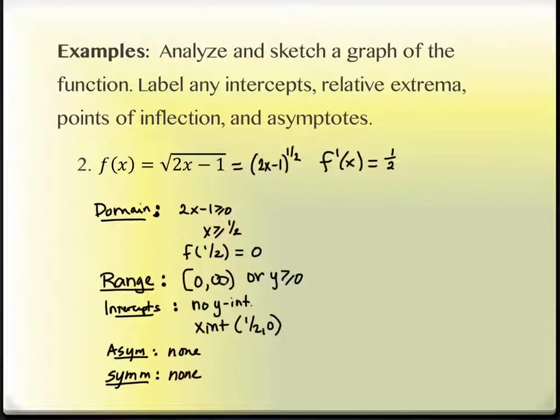1/2. Now what? 2x minus 1 to the negative 1/2. And then I need to multiply by 2 for the inside. This one's actually kind of nice because the 1/2 and the 2 are going to cancel out. That doesn't always happen, of course. But I end up getting 1 over the square root of 2x minus 1.